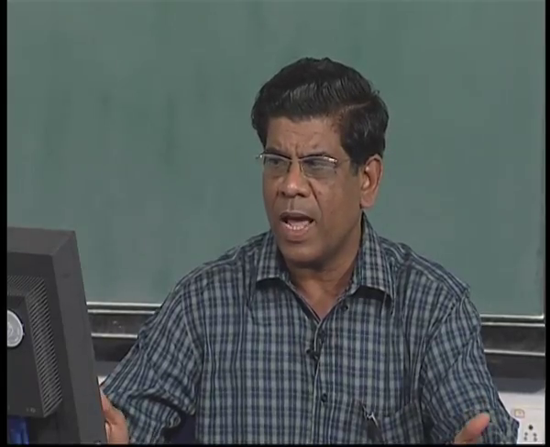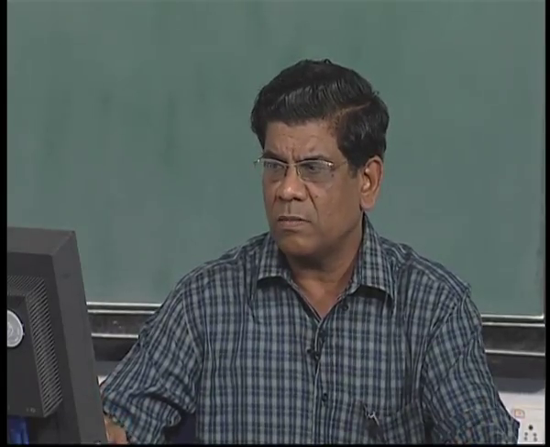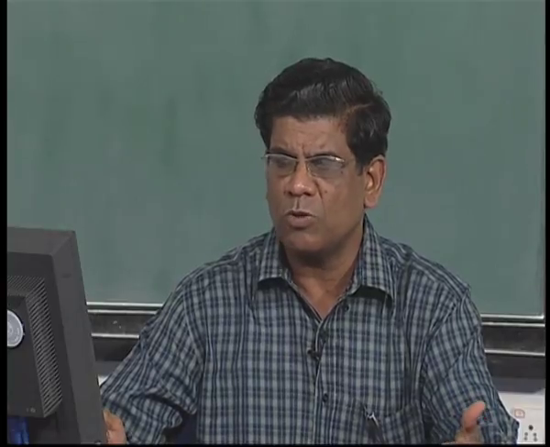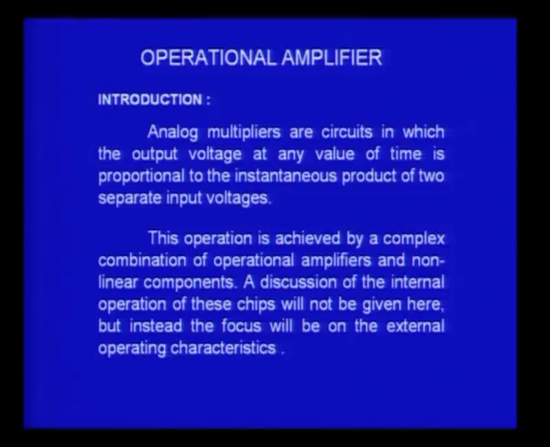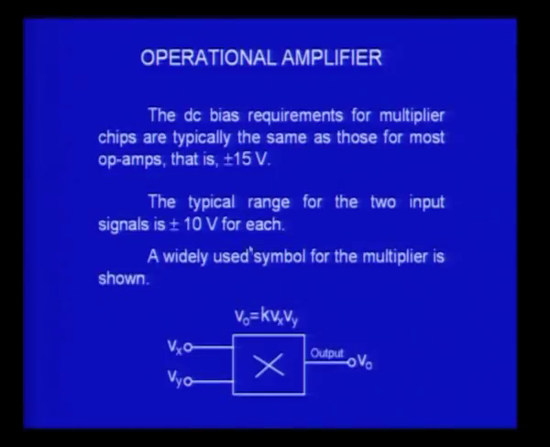An analog multiplier, the output voltage at any time is proportional to the instantaneous product of the two separate input voltages. That is what I mean by multiplier. The operation is achieved by a complex combination of operational amplifiers and nonlinear components like the diodes. Now, I am going to show you a block diagram of a multiplier.